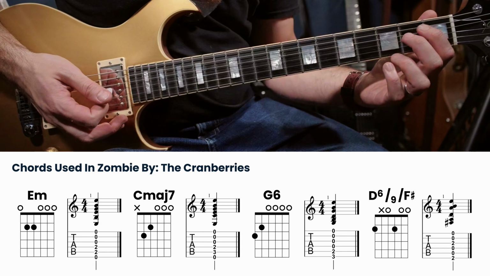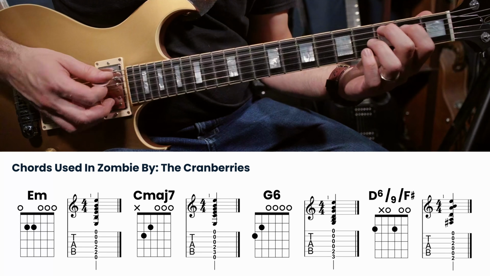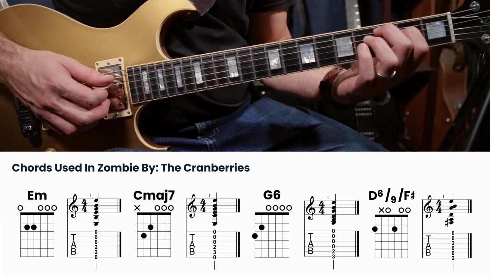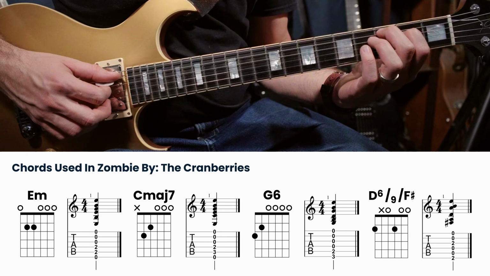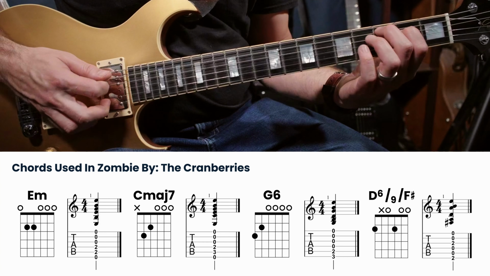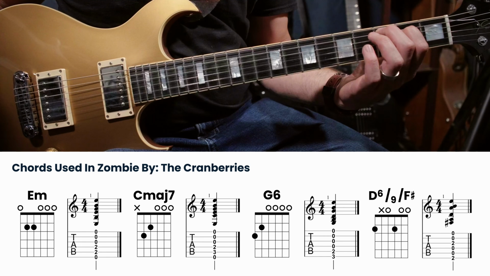Our next chord is a C major 7. C major 7 is voiced 3rd fret on A, 2nd fret on D, and then everything else is open. We're going to skip this E string though.